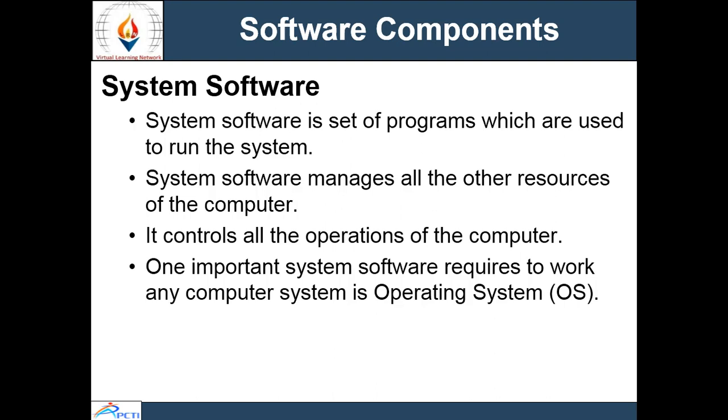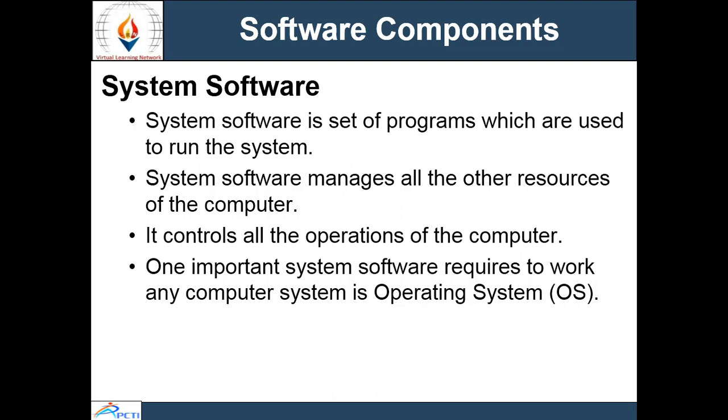Software can be broadly categorized as system software, application software and utility software. Let's begin with system software. System software is a set of programs which are used to run the system. System software manages all the other resources of the computer. It controls all the operations of the computer.